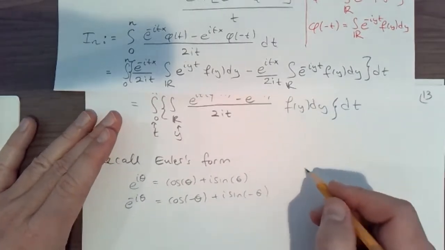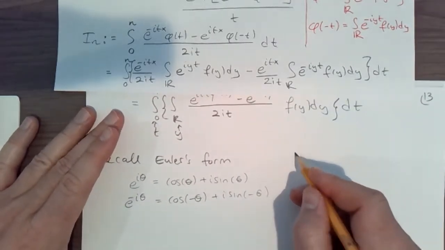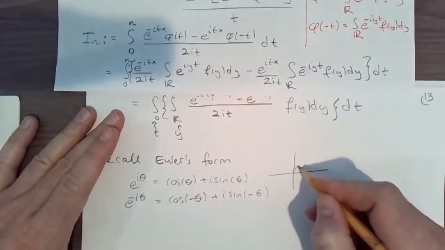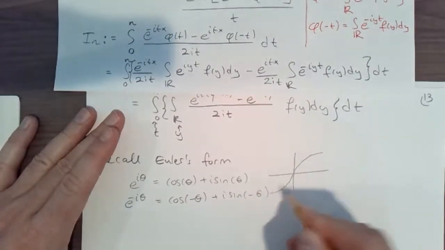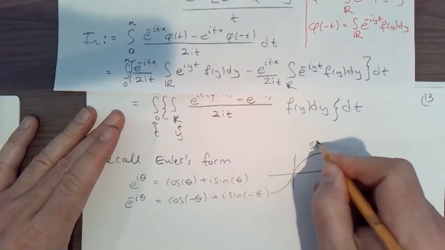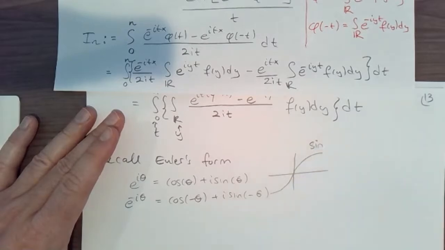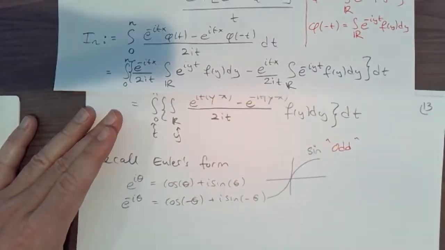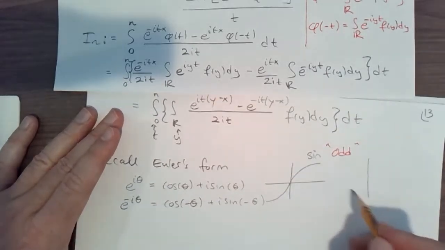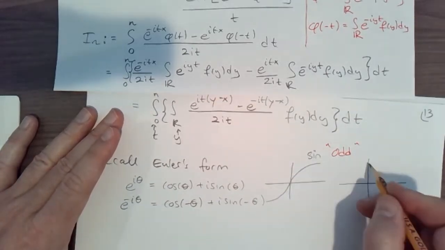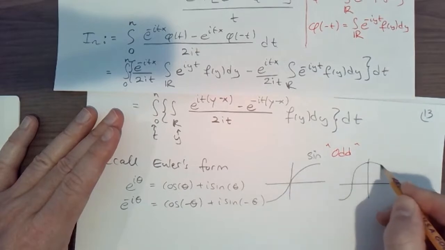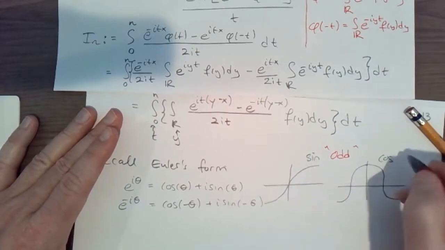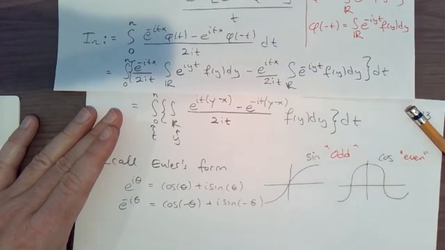Since one of you asked if I drew cosine and sine correctly, let me just see if I get it right this time. Sine at 0 is 0, so this here is my sine. This is the odd function, so I can write that this is odd. Again, cosine at 0 is 1, so it looks like this. This is cosine. This is the even function.